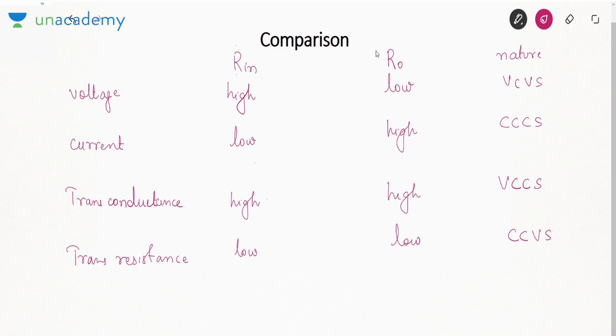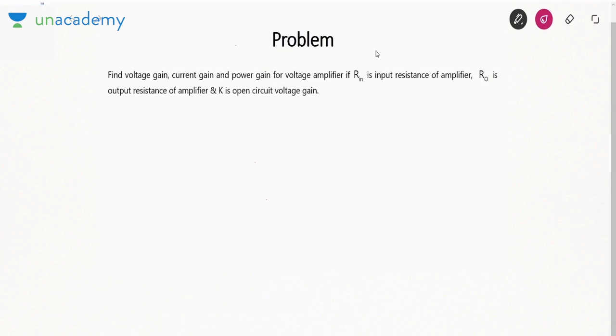So these are the four kinds of amplifier that exist, and every amplifier can be classified into one of these four categories. So let me show you what kind of questions can be framed. See, the first question is find the voltage gain, current gain and power gain for a voltage amplifier. See this voltage amplifier, where we are given the input and the output resistance and the open circuit gain. So let me draw the model. This is your Vs.